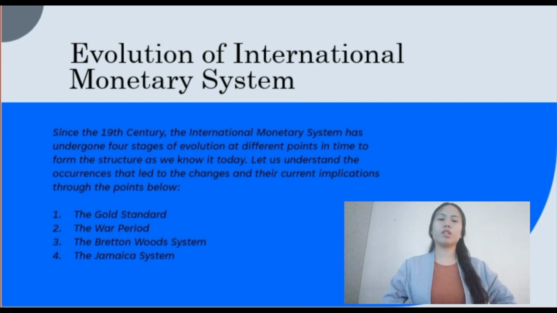First, the gold standard. Between 1880 and 1914, the gold standard was referred to as the monetary system through which each country could fix the value of their currency in terms of gold. The exchange rate was based on the determined value. For example, if the US fixed 1 ounce of gold equal to $20, and the United Kingdom set the value of 1 ounce of gold equal to 10 pounds, then the pound-dollar exchange rate would be $20 equals 10 pounds.